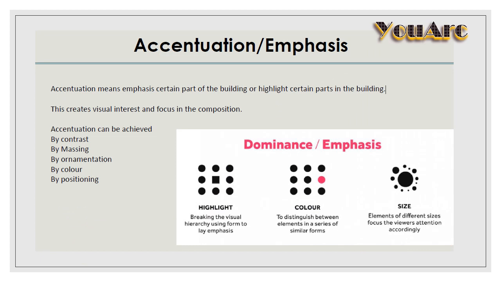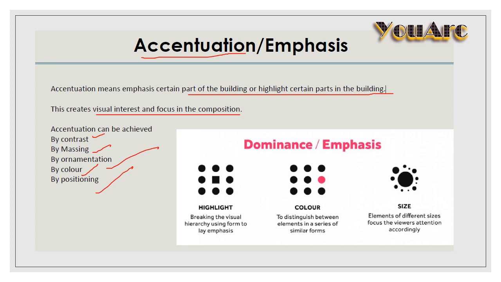Let's talk about accentuation or emphasis. We have already discussed emphasis in our previous videos of our channel, but still I want to introduce this particular word to you, that is accentuation, which is also called emphasis. Which means certain parts of the building are highlighted. That's it. It can be achieved through contrast, massing, ornamentation, color, positioning, like that. It creates visual interest and focus in the composition.